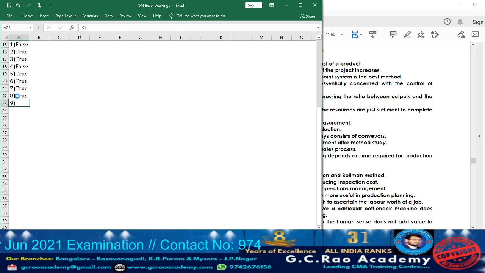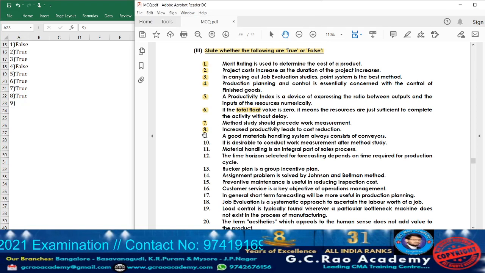Now moving on to point 9. What they're telling is, a good materials handling system always consists of conveyors. For material handling, conveyors are utilized when it is a continuous production. If it is a continuous production, in that situation conveyors are utilized.